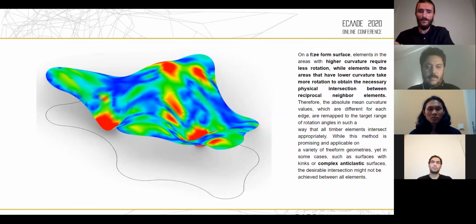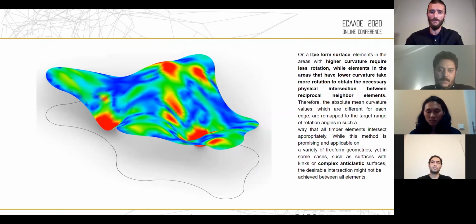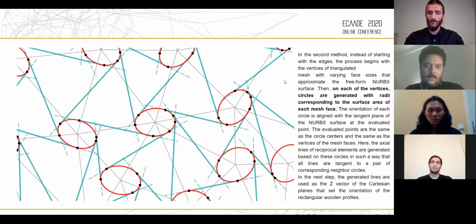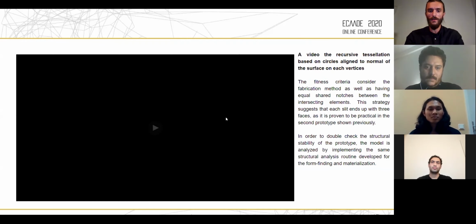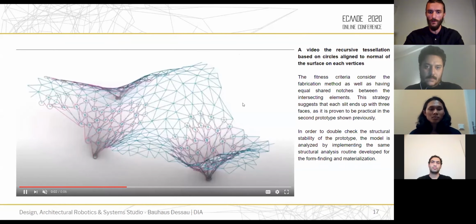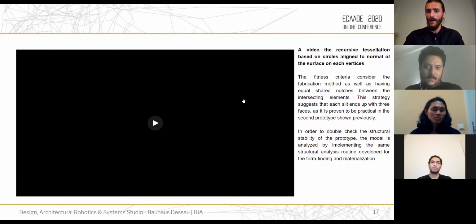So to apply this system into a macro scale, we started by developing two techniques. The first one takes into consideration the curvature analysis of the surface, while the second one is a recursive system, which is a routine that starts from three different points, grows towards its neighbors, and creates these normal circles that are planar to the normal of the surface. This helps with organizing the data structure itself, firstly, and secondly, the method goes on and rotates throughout its own axis each member until it meets the criteria, which is having three faces on each meeting notch. Here we have a video which explains this recursive loop more thoroughly. And as for the next step, we have the form finding, which will be explained by Iwan.